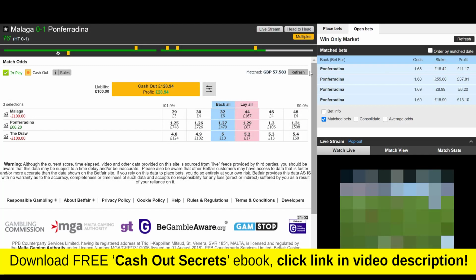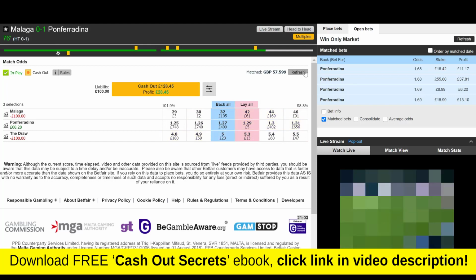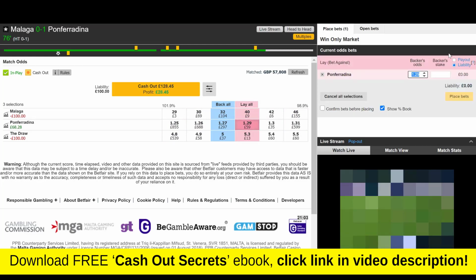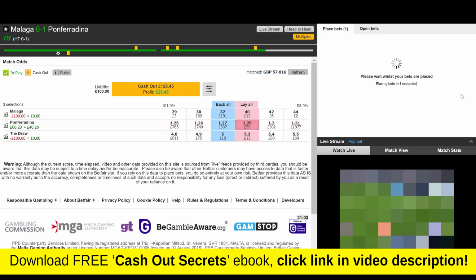77 minutes on the clock, and as I mentioned, you don't get that many goals in La Liga 2, so it was worth backing Ponferradina and trying to hang in there. They've looked like they might double the lead themselves, which would have been a nice result for us, but it's starting to approach the business end of the match, so we can just close this out. I'm going to put in a lay here at 1.28, and let's get that matched, and let's just take our risk out of the market.